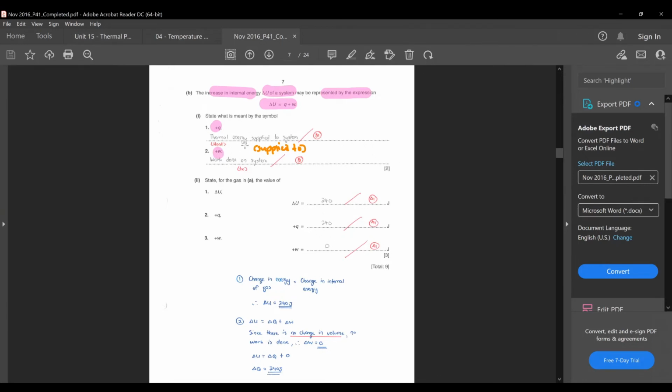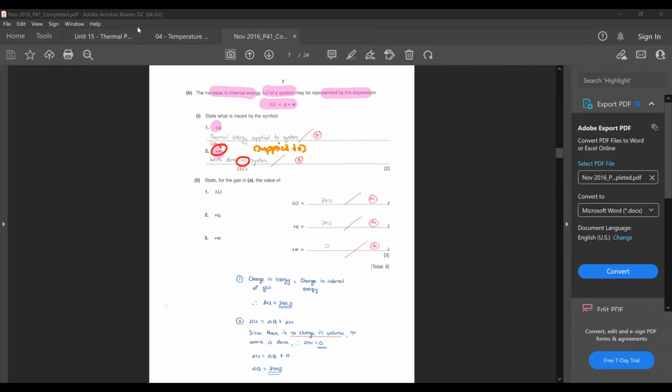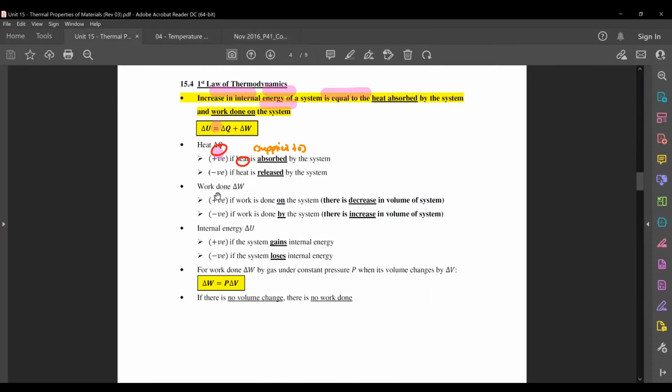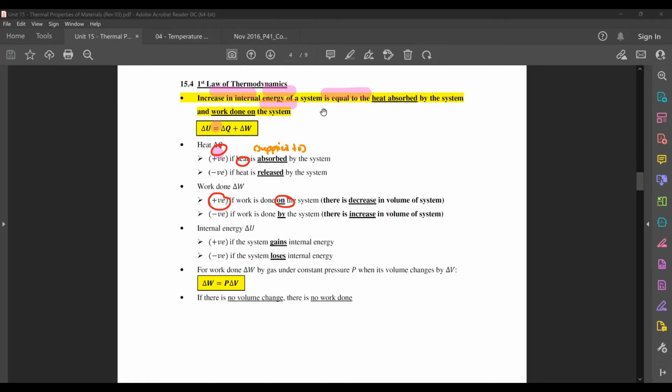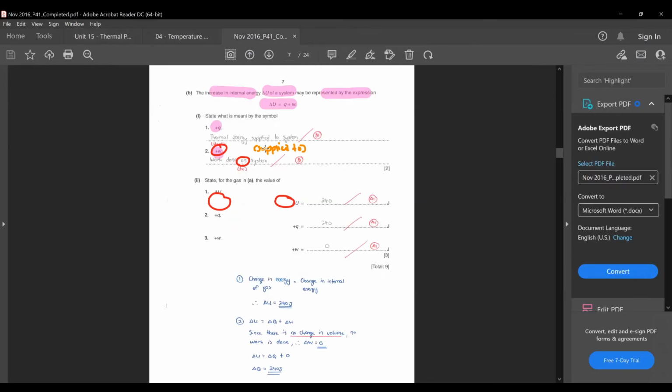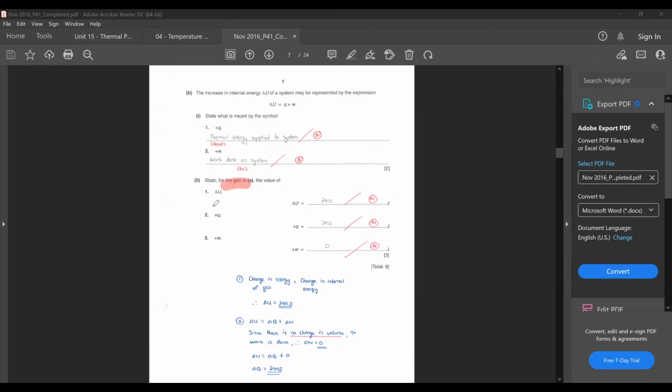Then what about positive W? Okay, so positive W is work done on system according to what we've written here. Work is positive if it's done on the system. Okay. So this one is like that. Now, then after that, they ask you for the gas that you've just seen in A, find out the value of delta U, plus Q and plus W. Okay. What are the relative magnitudes there?